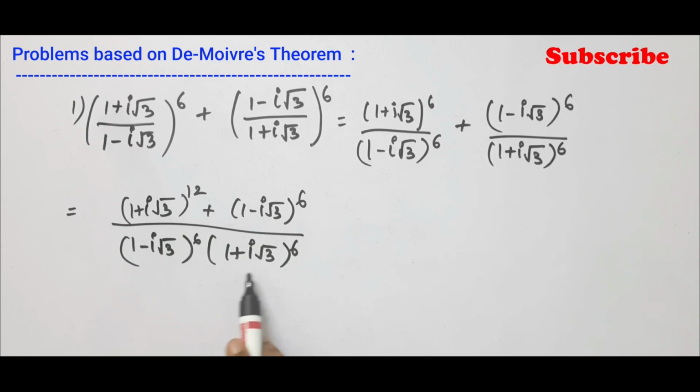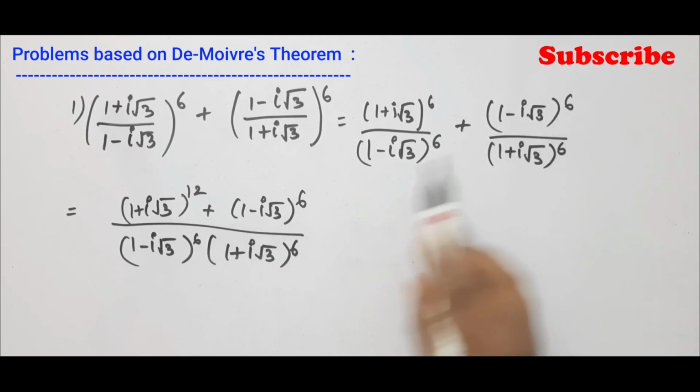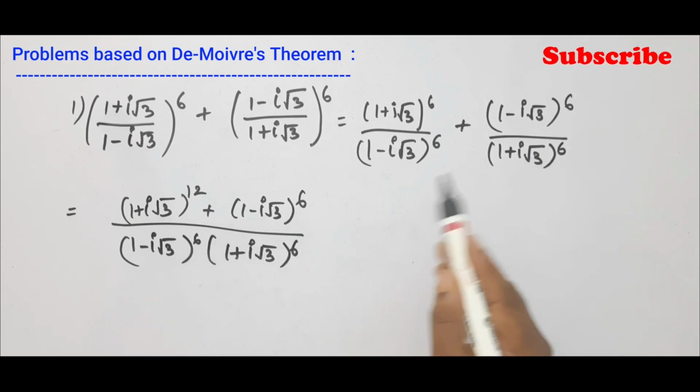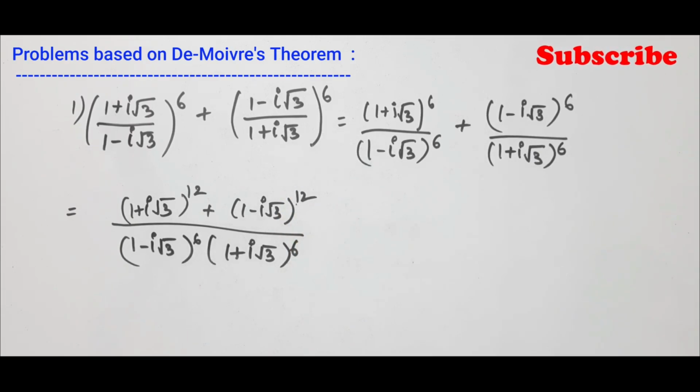Plus (1 minus i root 3) whole power 6 is already there in the second fraction. Missing is (1 plus i root 3) whole power 6. So if you multiply with the numerator, this becomes 6 plus 6. 6 plus 6 is nothing but 12. So here it will be 12.